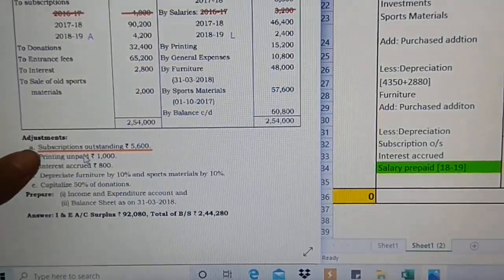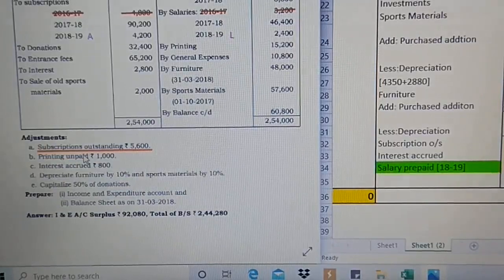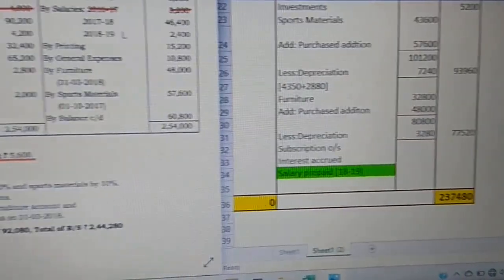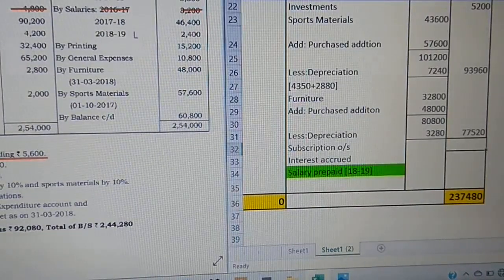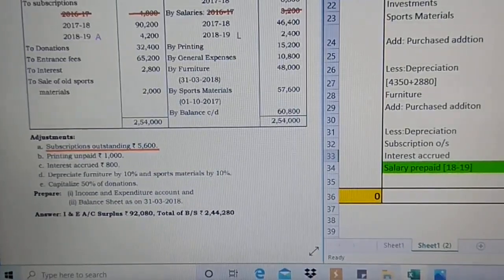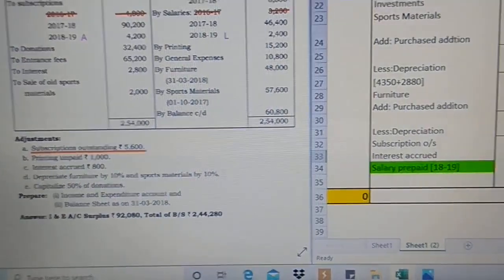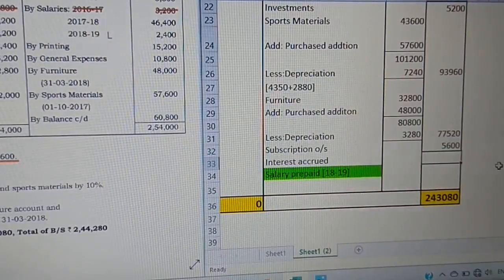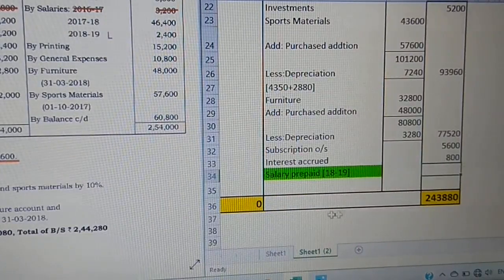From the adjustment values, we have to take certain items, that is income outstanding on the asset side. So subscription outstanding is 5,600. So that one I'm going to just take now, 5,600 just directly. Subscription outstanding for the current year is 5,600. Next, we also have interest accrued. So interest accrued is 800. So I'm just going to take that again, 800.